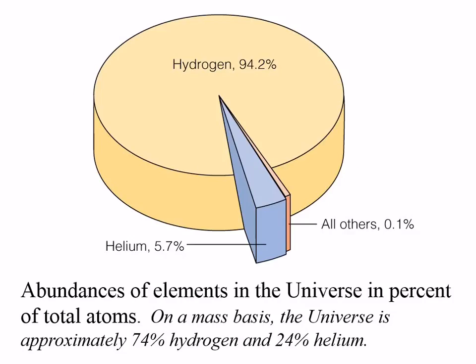This is showing you, with a graph, the relative amount of hydrogen in the universe. And this is actually not by weight. This is by number of hydrogen atoms. So most of the atoms in the universe are hydrogen. I think that is so cool.